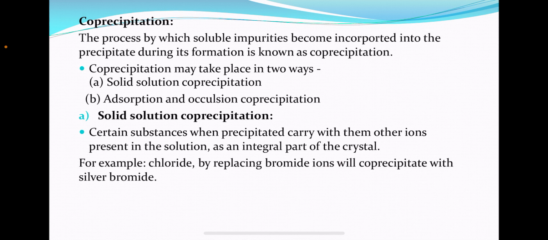For example, chloride, by replacing bromide ions, will coprecipitate with silver bromide. Okay, so this is one example where chloride is going to get replaced by the bromine ions, that is bromide ions, so it will get coprecipitated with silver bromide, and certain conditions must be satisfied for this to occur.